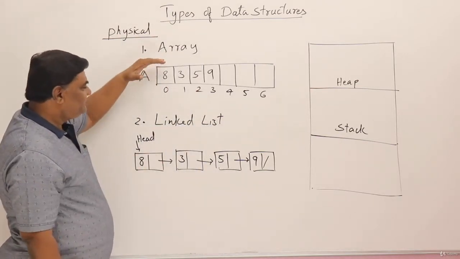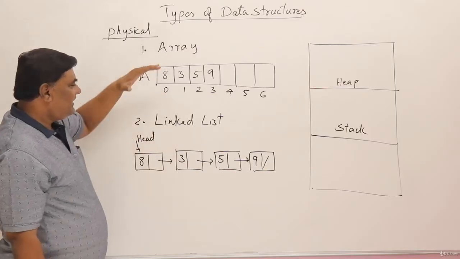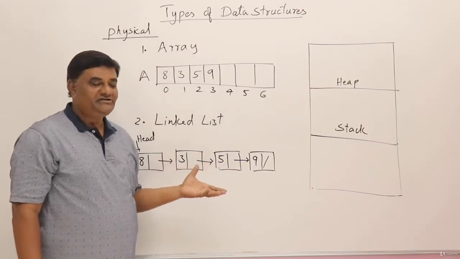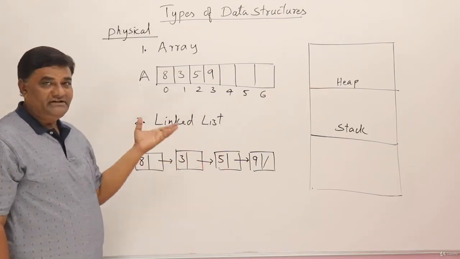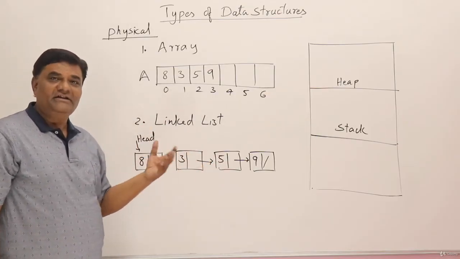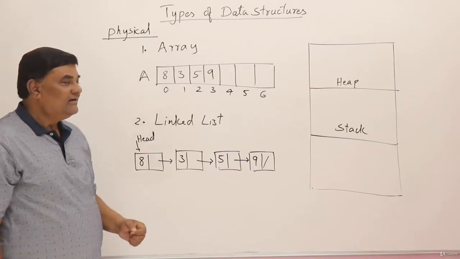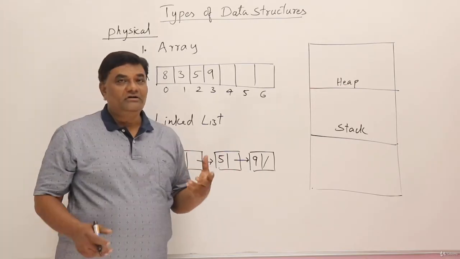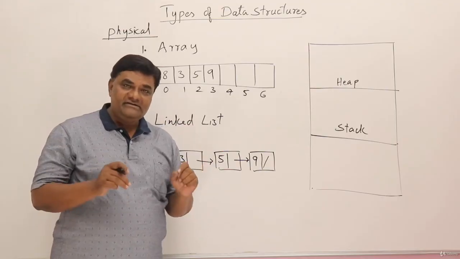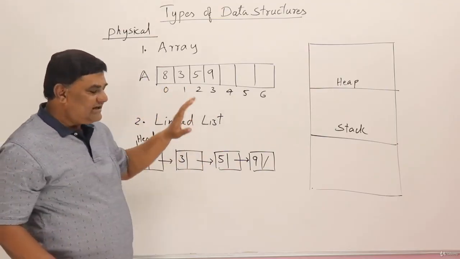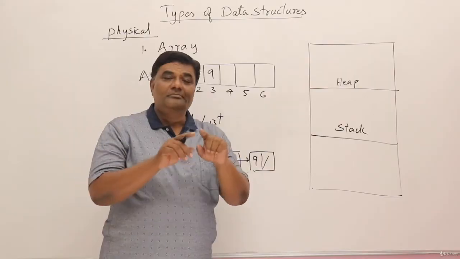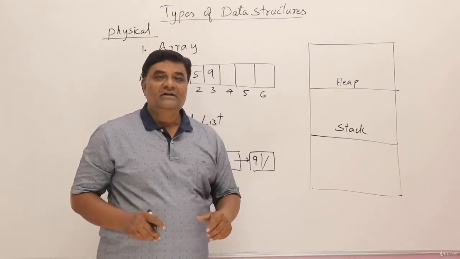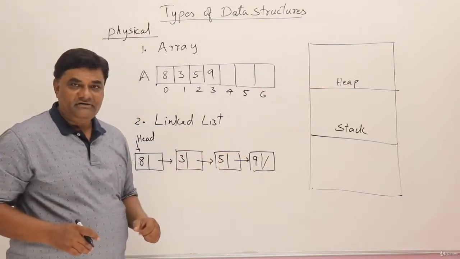These are the two physical data structures, array and linked list. We can have more physical data structures by taking a combination of these, that is array and linked list. We can have some variations in them. Basically these are two. The first thing, why I am calling them physical? The reason is these data structures decide or define how the memory is organized, how the memory is allocated. So let us look at them one by one.